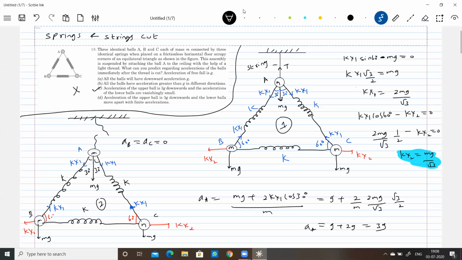Directly, you do one thing. Most of you are unable to understand the situation itself. So let the diagram be this one. I am giving that this is the situation. Okay, now I'm going to cut the string. Tell me what will happen.